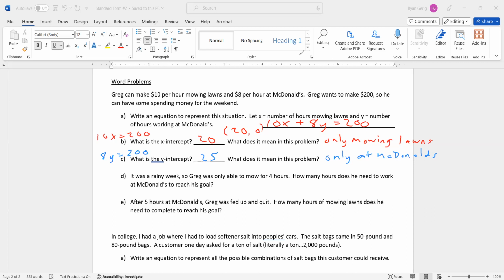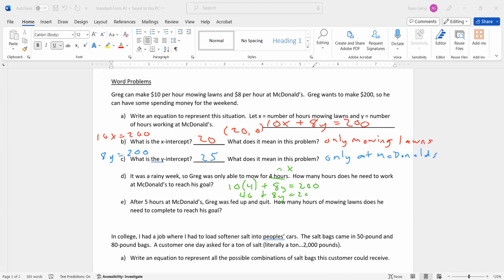It was a rainy week, so Greg was only able to mow for 4 hours. How many hours does he need to work at McDonald's to reach his goal? So what I need to do here is, I've given you that he was able to mow for 4 hours. That's an X value, right? So I'm going to put that in for X, and I'm looking for Y. How many hours would he need to work at McDonald's to make $200? Well, let's solve it. So 40, he made $40 mowing.